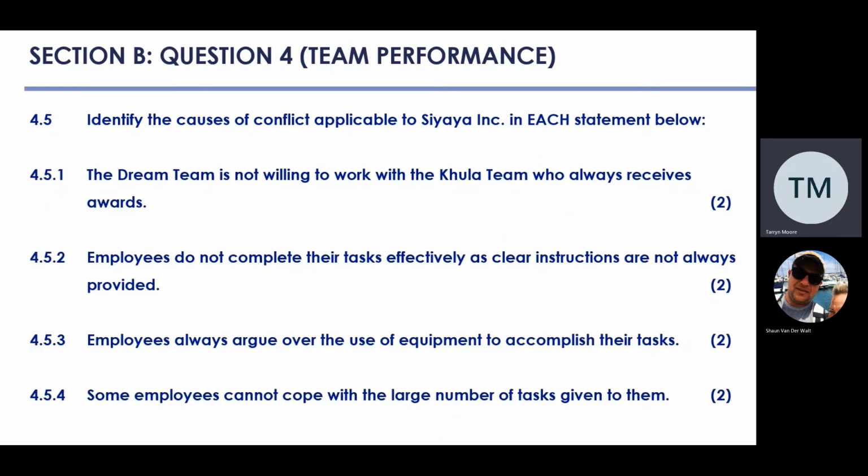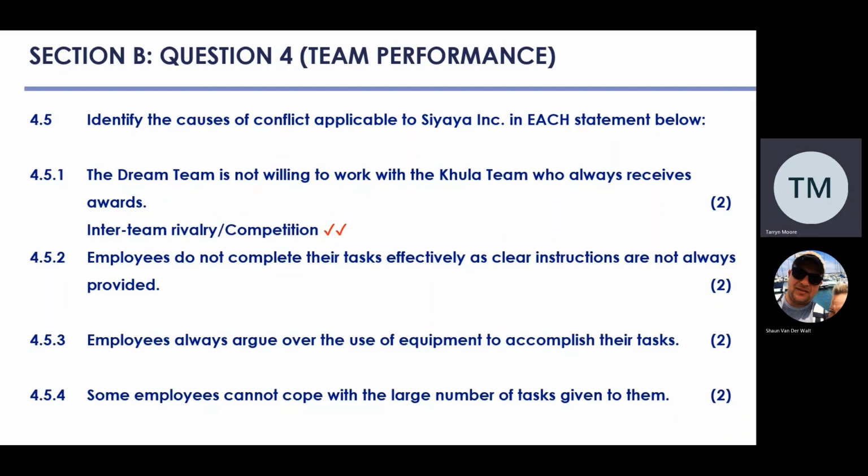We're now moving on to question 4.5, where we need to identify, again, identify the causes of conflict applicable in each statement. 4.5.1, the dream team is not willing to work with the team who always receives awards. Remember, the cause of conflict. So you are always receiving awards all the time at your school. That's direct competition. It's rivalry.